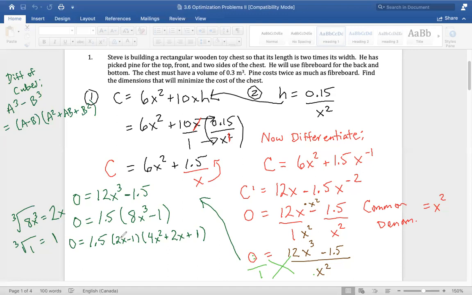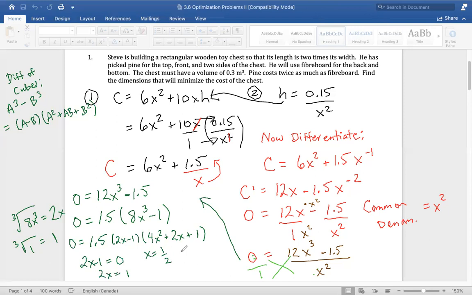But I can set this binomial, 2x minus 1, equal to 0. So then, again, here 2x would equal 0 plus 1, divide by 2, divide by 2. X is going to equal 1/2 or 0.5, however you want to write that down. So there we go. Finally, we figured out what our critical number is, just to put that in red.